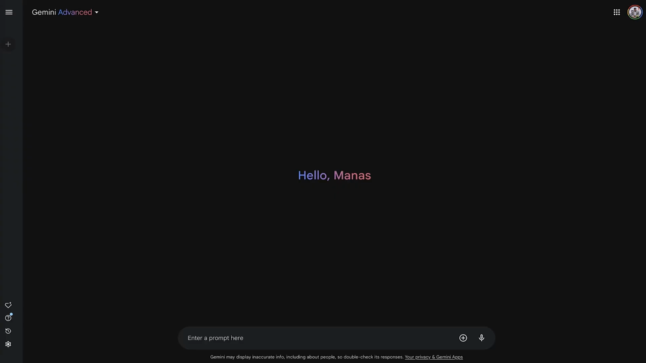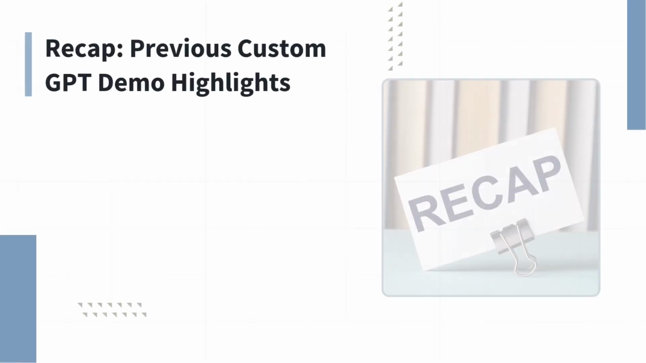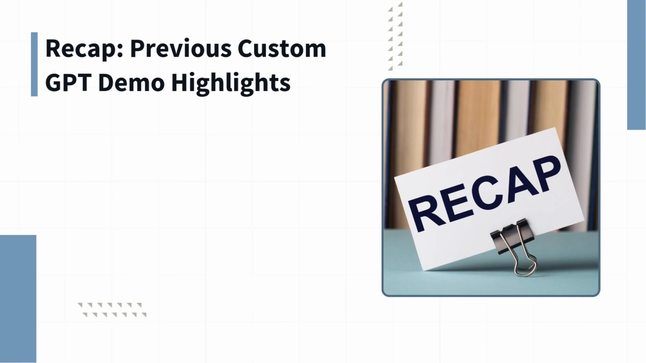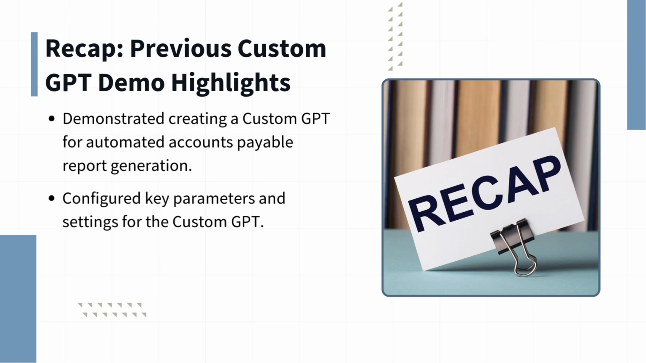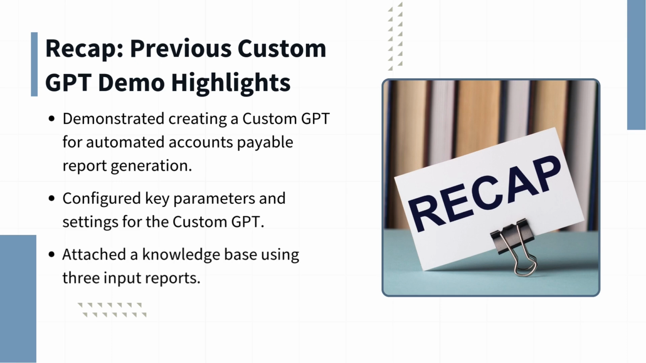Hello and welcome to this demo. In here, we are going to see how we can create a balance sheet automatically using another AI tool, which is Google Gemini. Now, in the previous demo earlier in this lesson, we have seen how we can create a custom GPT and create an accounts payable report automatically. And we have seen how we could configure the custom GPT and its various parameters or fields, and also attach a knowledge base or 3 knowledge bases, which are the input reports.